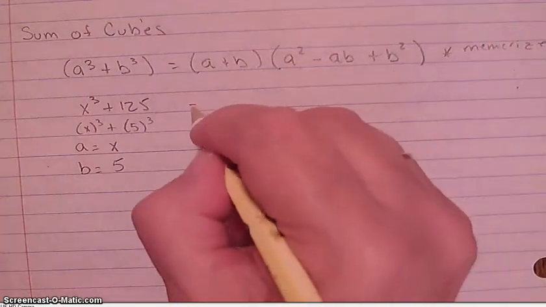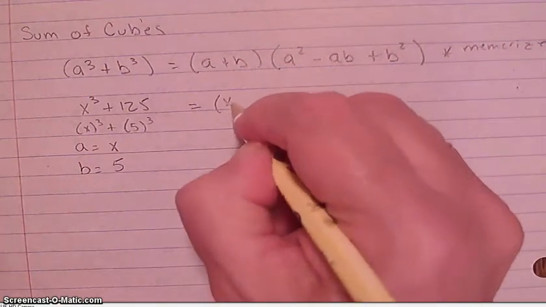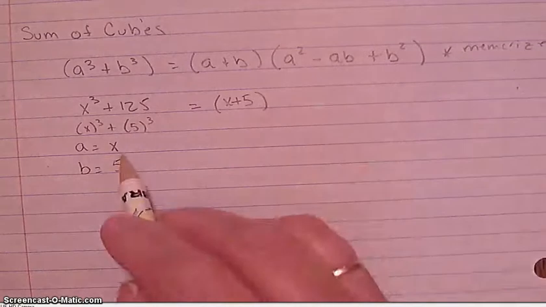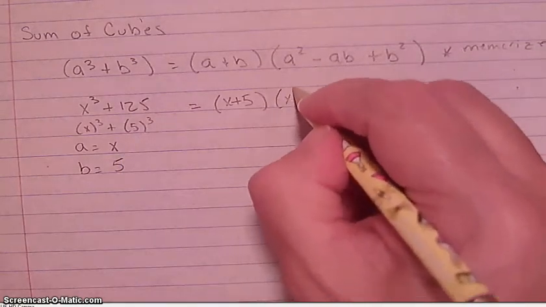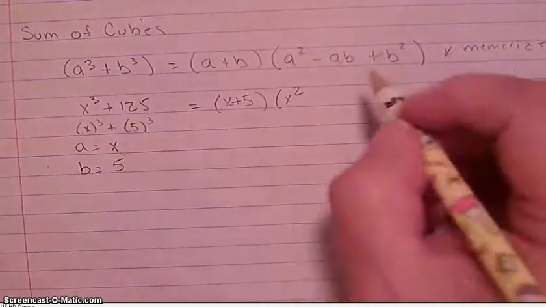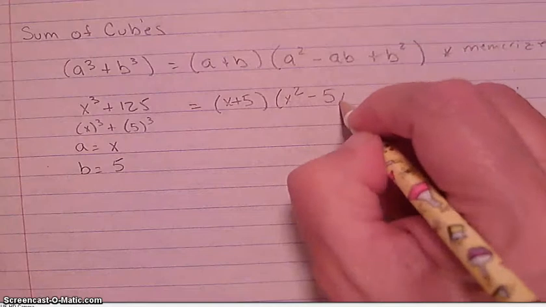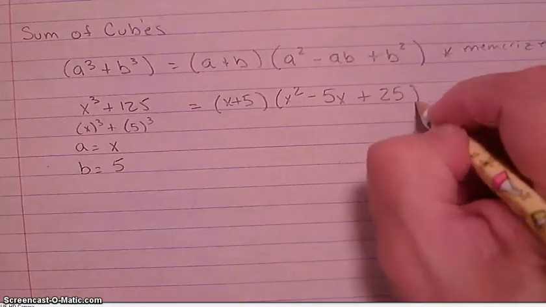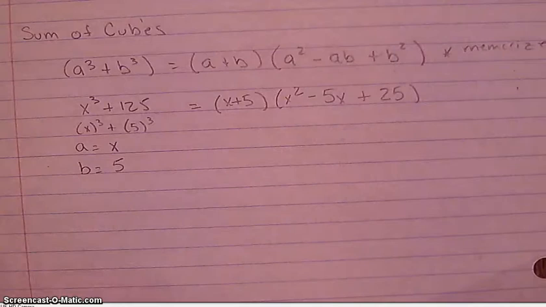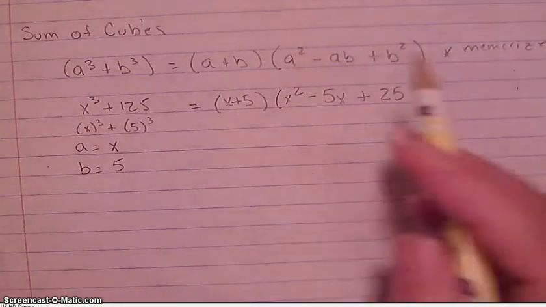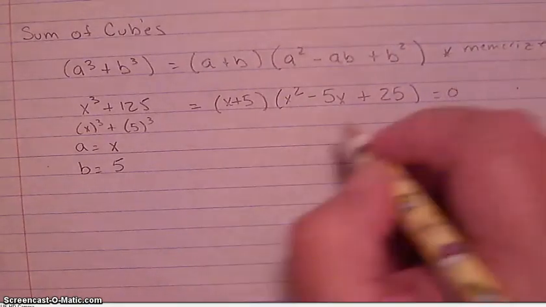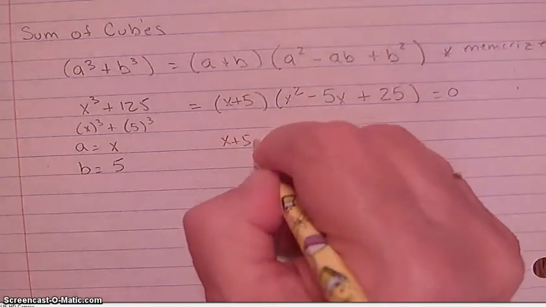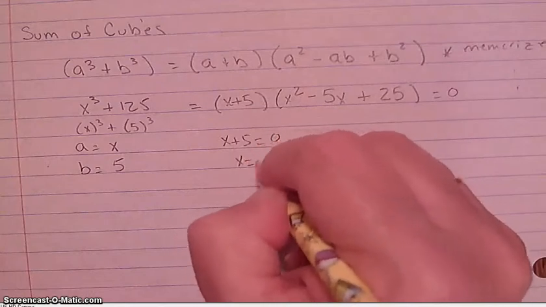So I just write this out as x plus 5. Then I take a and square it, which would be x squared, minus a times b, which would be minus 5x, and then plus b squared, which would be plus 25. Okay, so now if I want to solve this, I would set it equal to 0. Set this factor equal to 0. I get x equals negative 5.